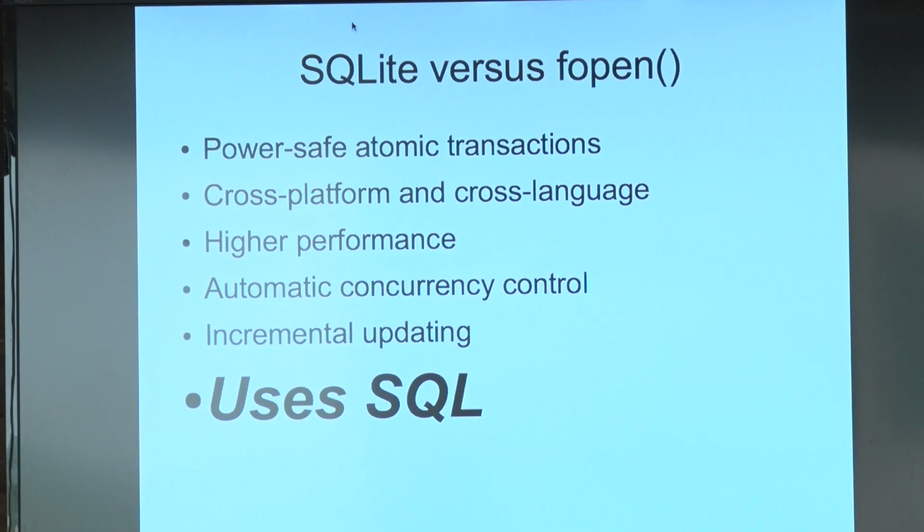When you're using SQLite, instead of opening a file and writing stuff there yourself and inventing your own format, you get power-safe atomic transactions, you get a cross-platform database file. You can move it between 64-bit, 32-bit, big endian, little endian, it doesn't matter. UTF-8, UTF-16, it doesn't matter. It's cross-platform. You get higher performance. Remember, we can read out of a database faster than we can read off a disk. You get automatic concurrency control. If two different applications open the same file at the same time, they are not going to bump into each other. SQLite will make sure of that. And you get incremental updating if you make a change.